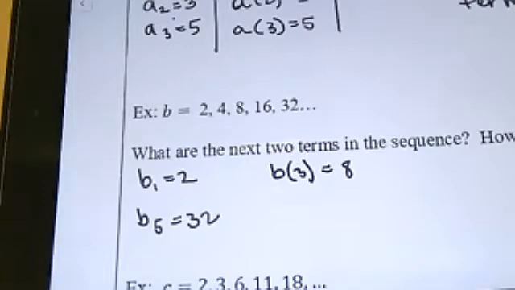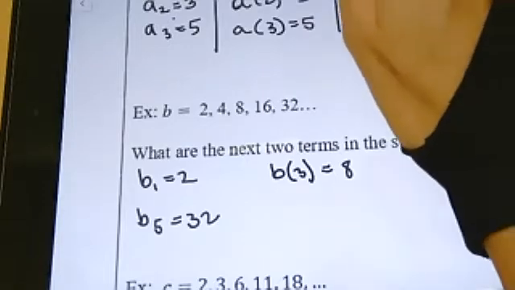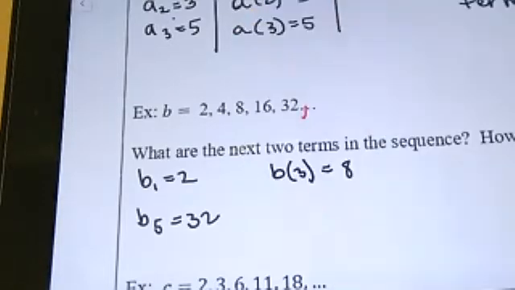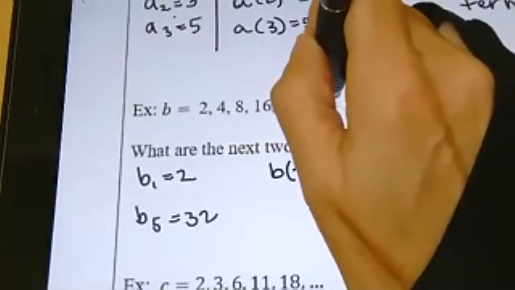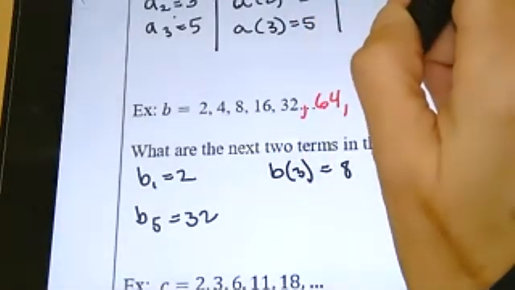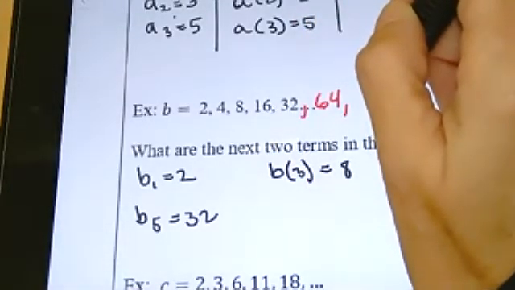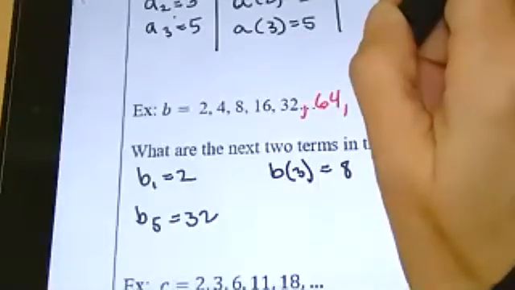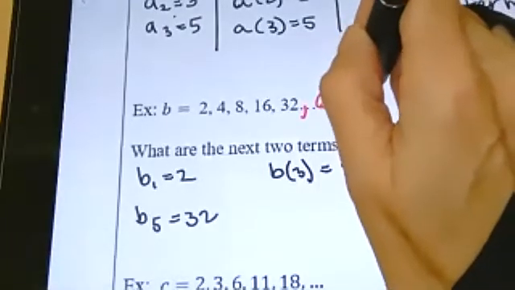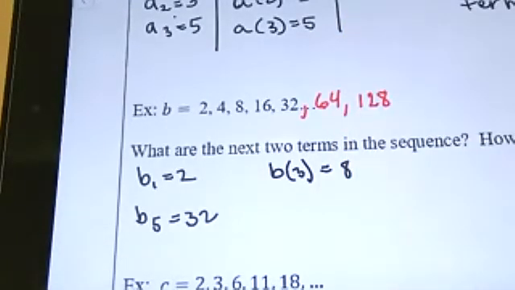But the question is, what are the next two terms? What's going to come after 32? No one in the chat has said so either. What comes after 32? Yep. 64, that is correct. And then what? 128. There we go. That was a little harder, bigger number.